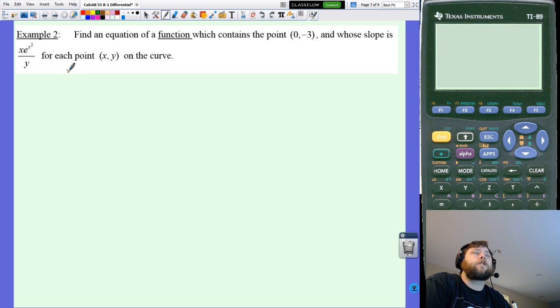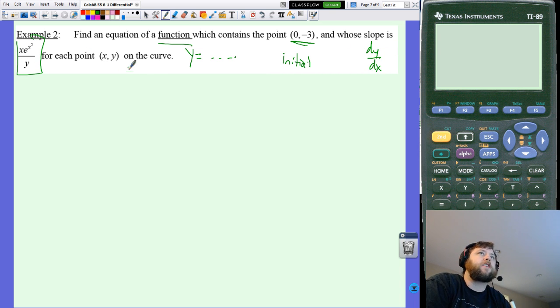All right, so another question. Find an equation of a function. That's a keyword, it means I want it in y equals form, which contains the point (0, -3). This is our initial condition. And whose slope is this. So when I say slope, that means dy/dx equals that for each point on the curve.